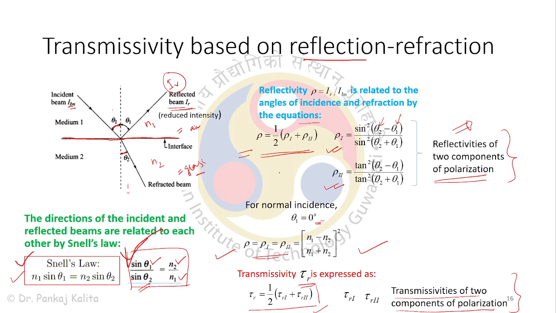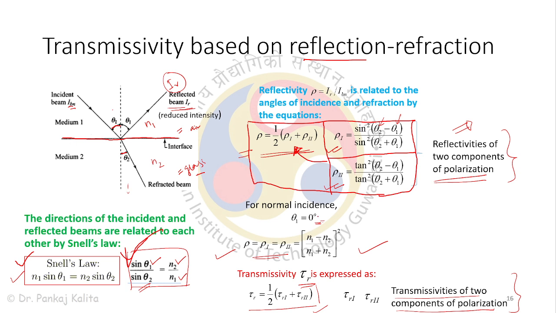Now, reflectivity is related to the angle of incidence and refraction by these two equations. So basically you have to remember these equations. Direct numericals will be framed on these equations. Rho 1 and rho 2 are the two components of reflectivity for the two components of polarization, and based on these two values, the reflectivity is calculated.